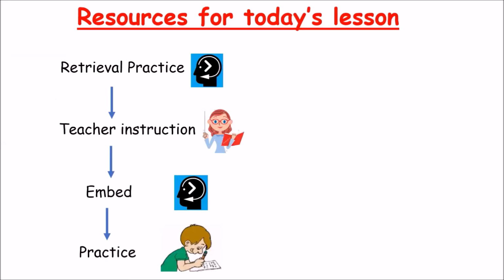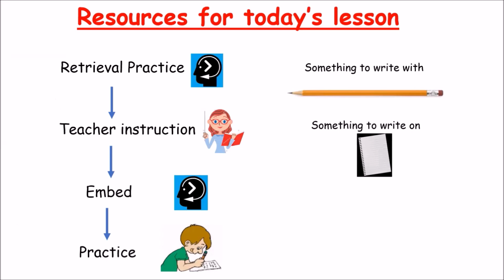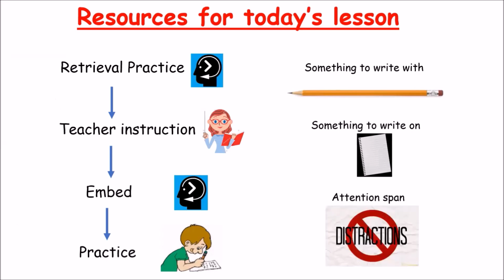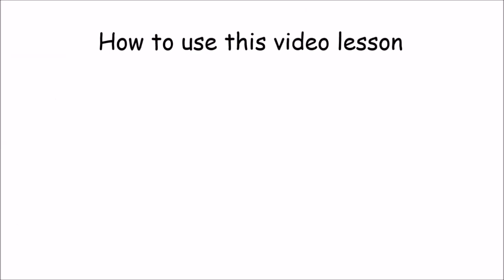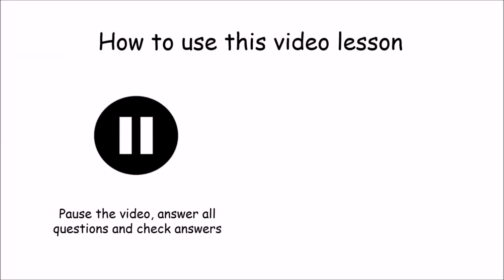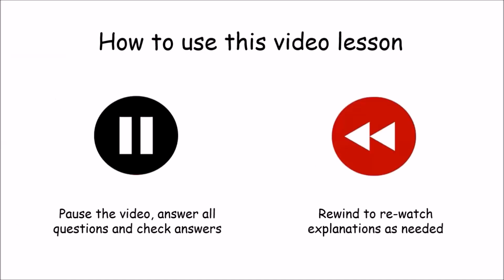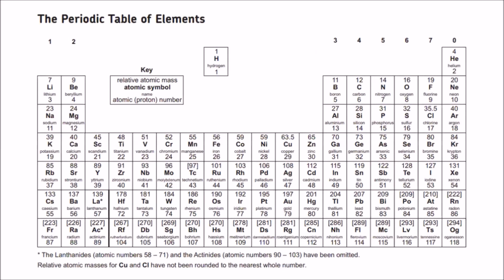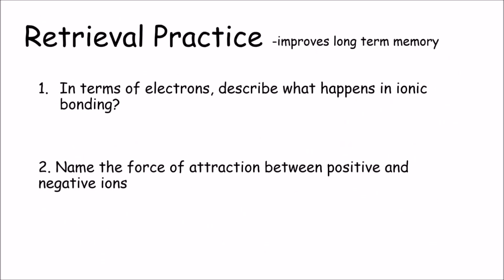Let's get started. You're going to need the same resources as always: something to write with, something to write on, and you'll need your attention span. And as always, when we're doing these questions, pause the video, answer them all, and check what you're doing is right. If you're getting stuck on anything, need a bit of help, rewind, rewatch that explanation, okay? You might need to watch it 2, 3, 4 times before you're confident to move on. Periodic table for reference, rewind back and use it if you need it. And let's get started with retrieval.